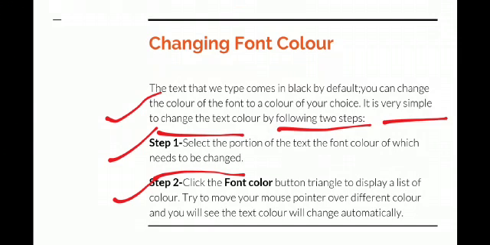Step 2 is click the font color button triangle to display a list of colors. Try to move your mouse pointer over the different colors, and you will see the text color will change automatically.